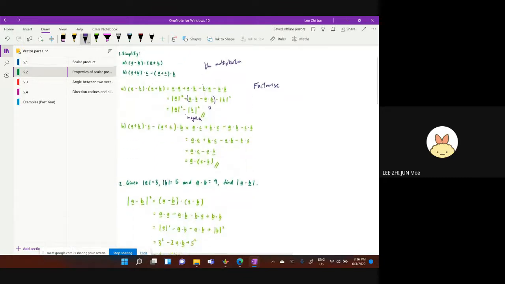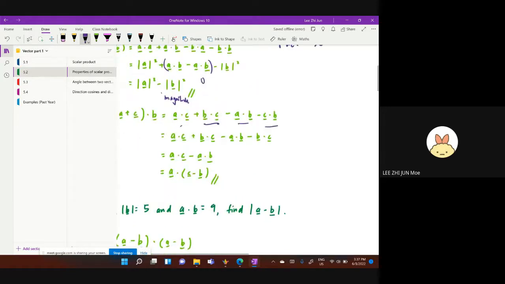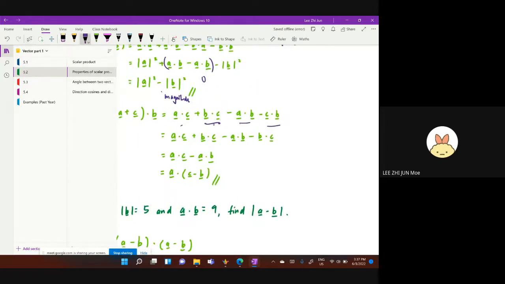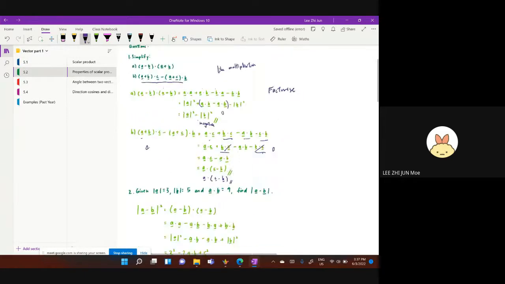And for the next one, A dot (B plus C) can be written as A dot B plus A dot C, and here (A minus B) dot C... Okay, this is a little bit complicated. The C dot B can be written as B dot C, so B dot C minus B dot C will be 0. So we are just left with A dot C minus A dot B. So we can take out the A, A dot (C minus B).